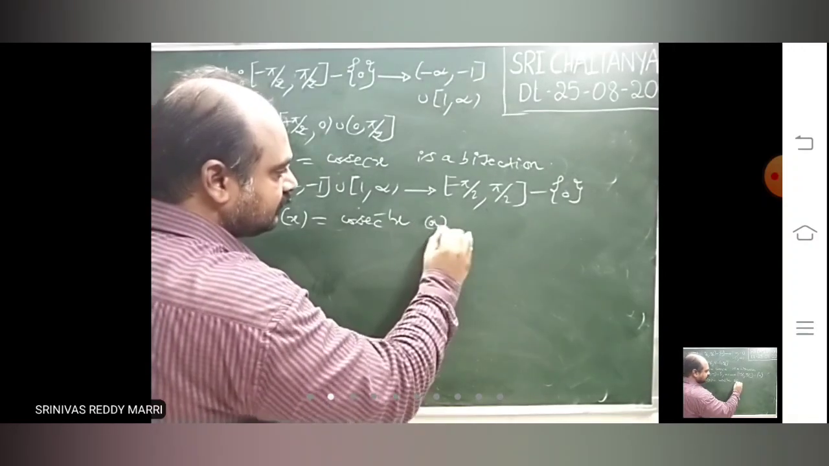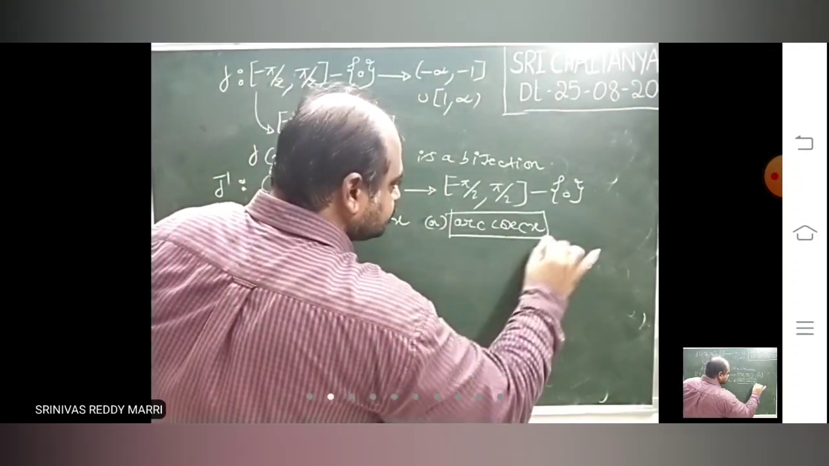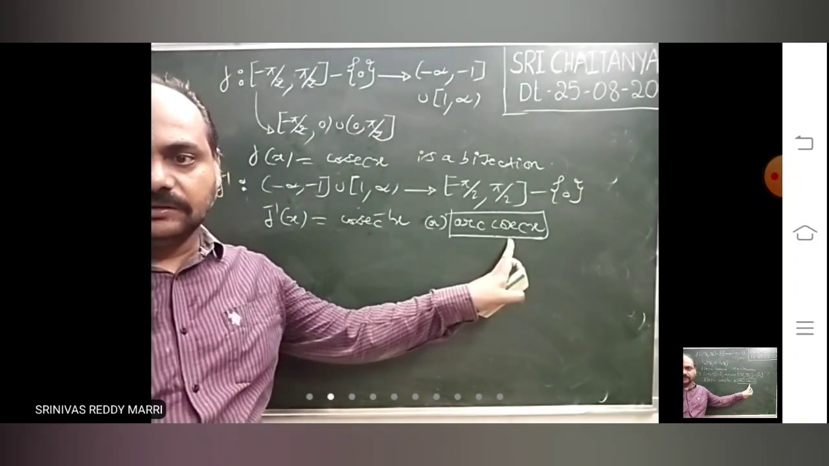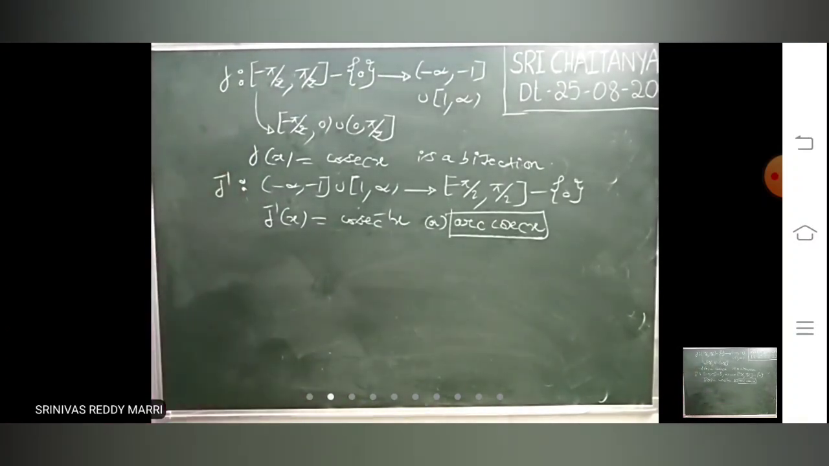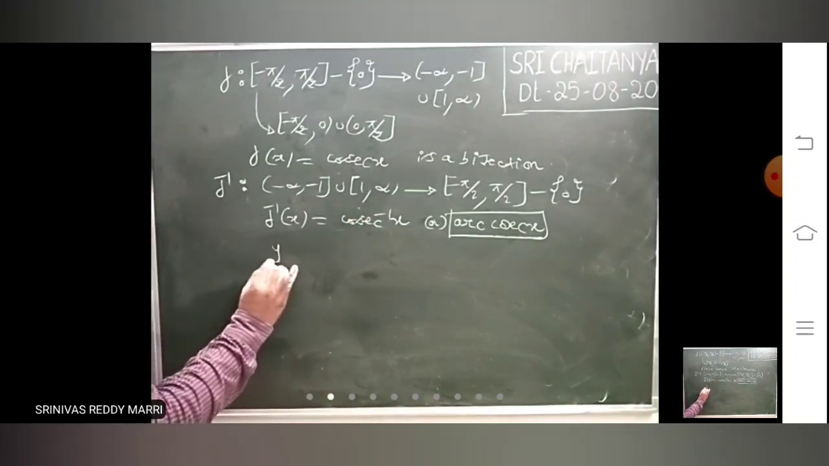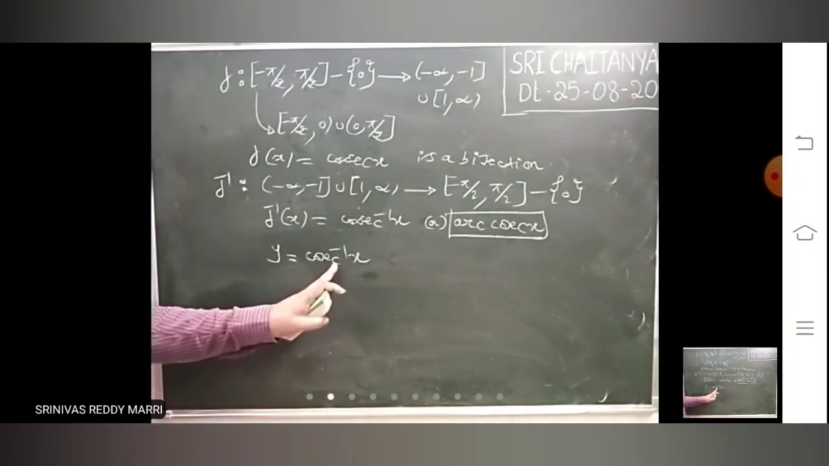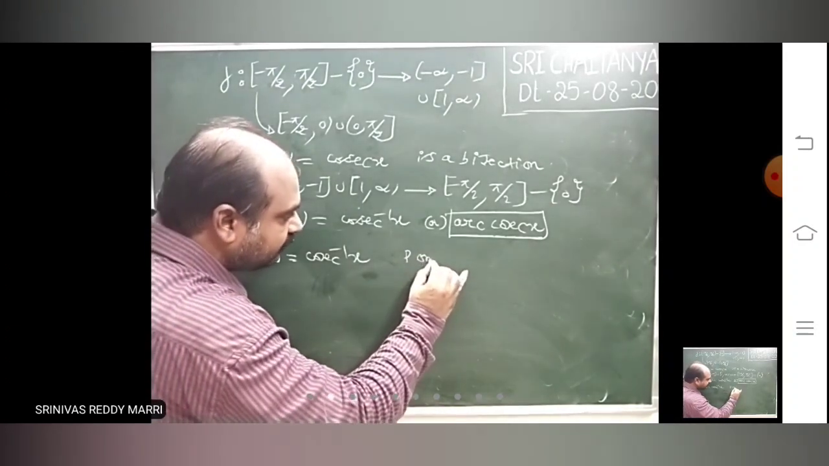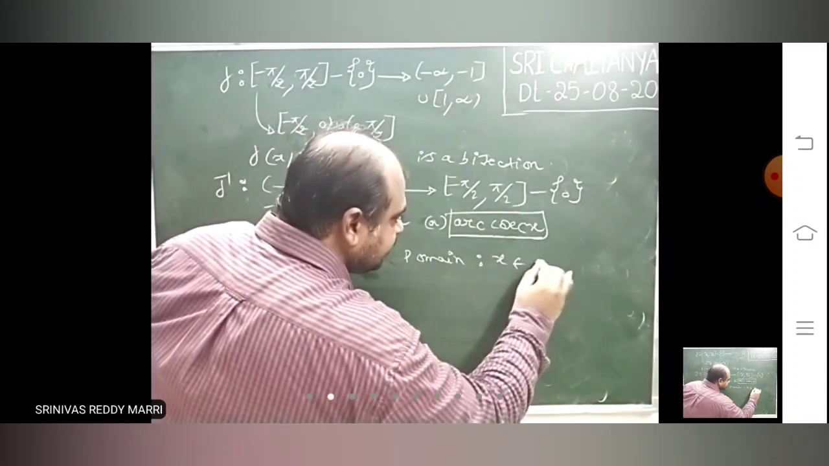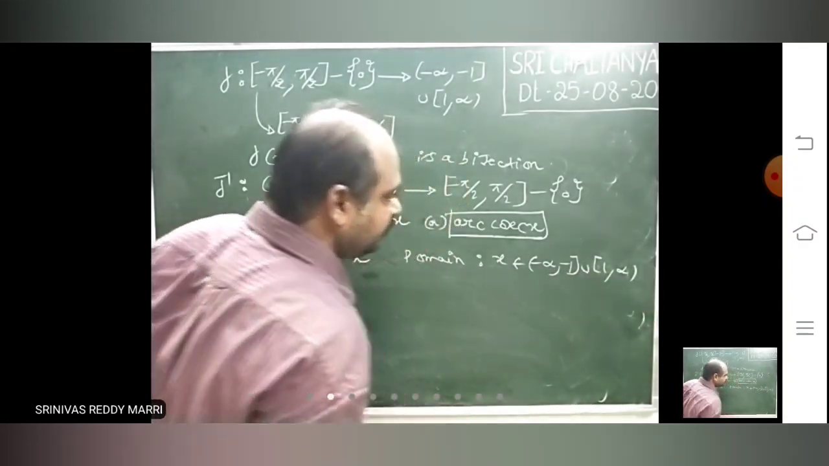Cosecant inverse x or arc cosecant x. This and this are the same. Arc means inverse function. If you look here, the domain is the same as secant inverse x. That means if you take the function y equal to cosecant inverse x, what is the domain rule you have to write? Same as secant inverse x: minus infinity to minus 1 union 1 to infinity.